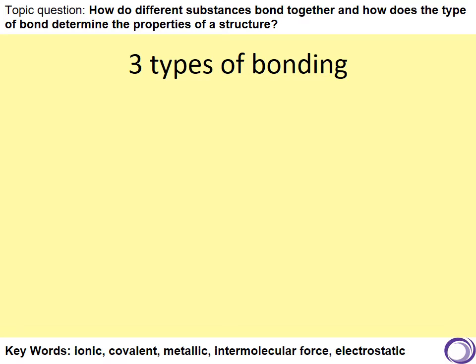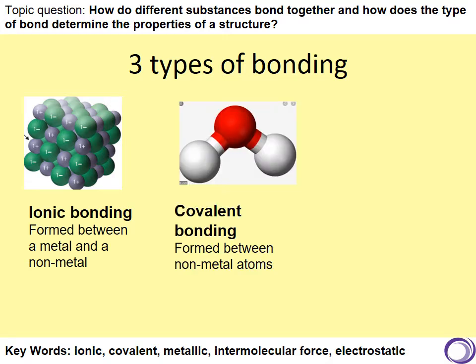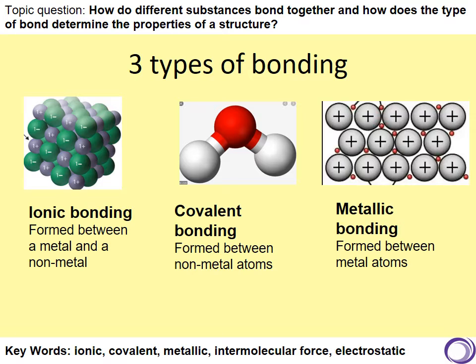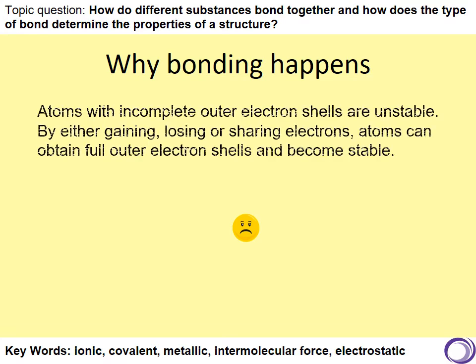In chemistry there are three types of bonding. The first is ionic bonding, which is bonds formed between a metal and a non-metal atom. Then we have covalent bonding, which is formed between non-metal atoms. And finally we have metallic bonding, which is formed between metal atoms. So why does bonding happen? Well, atoms with incomplete outer shells are unstable, and they react with other atoms to gain, lose or share electrons and obtain a full outer shell to become stable.